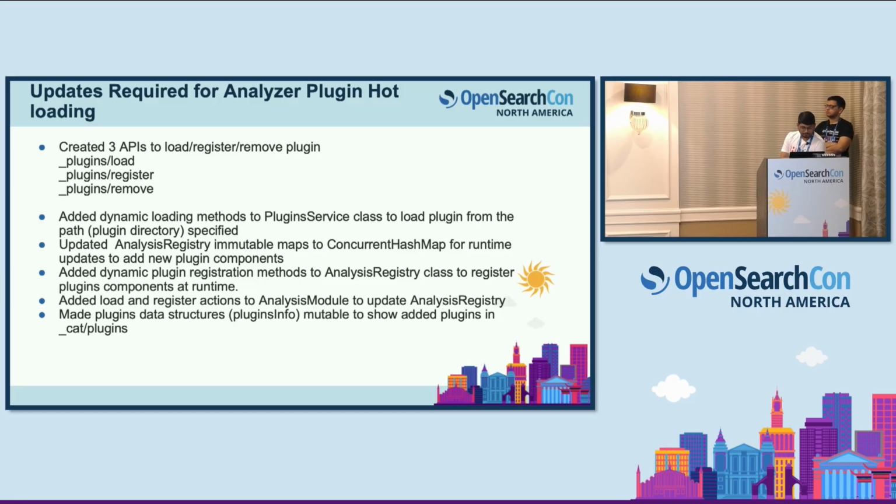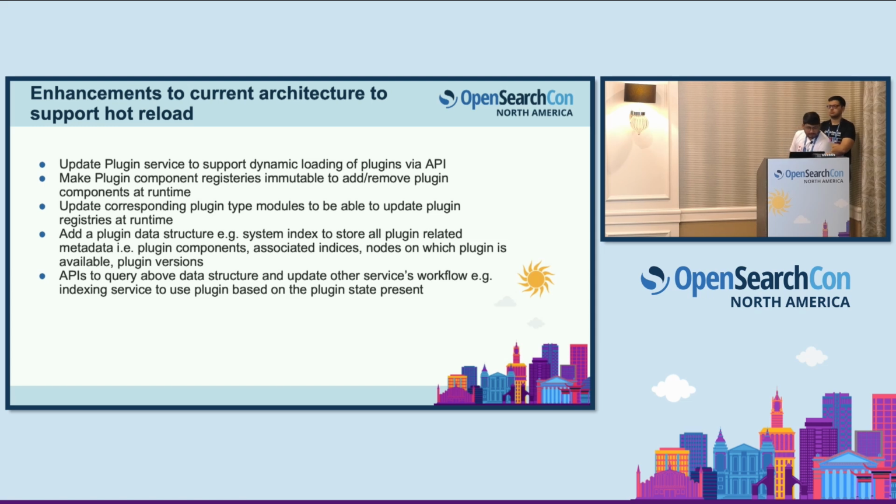Okay, cool. Next, enhancements to the current architecture to support hot reload. Most of the points are similar to what we discussed in the previous slide. For example, making these data structures or registries mutable instead of immutable, so that we are able to add components to them. And then, based on the different plugin types, we'll have to update the corresponding implementations to make them dynamically reloadable.